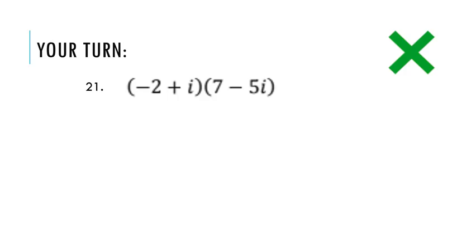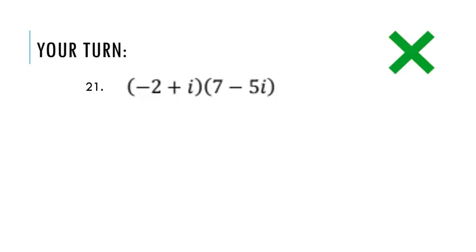Negative 2 times 7 plus negative 2 times negative 5i. Plus i times 7 plus i times negative 5i. All right, here we go. These two together, negative 14. These two together, negative times negative, positive. i times 7, 7i. i times negative 5i, negative 5i squared.